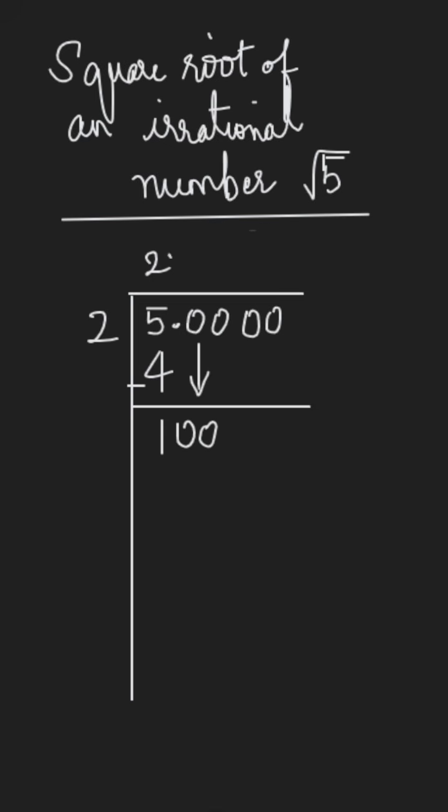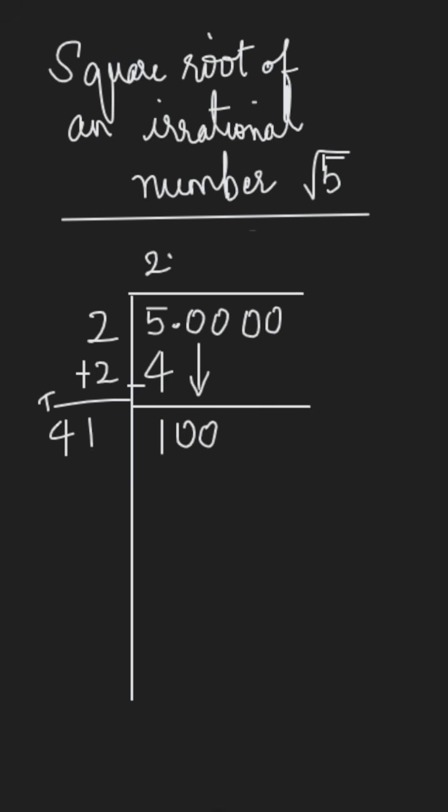So don't forget to put the decimal here. So I get 100. Now it's time to choose the second divisor. To choose that, first add the same number to the first divisor. I get 4. Now this 4 becomes the number in the tens place of your second divisor. Now you have to choose a number in its units place such that when you multiply it with the same number, you get 100 or a number which is less than 100.